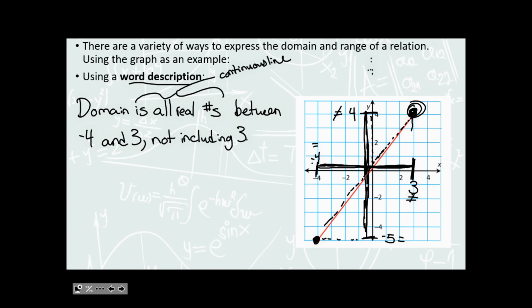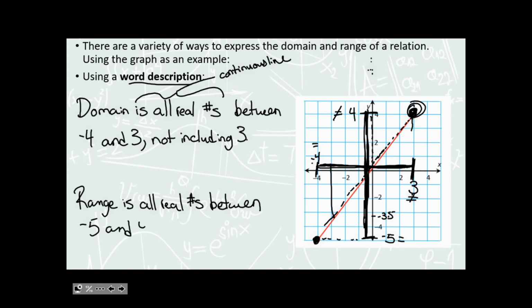So my range, I could be any value within that part, right? Because I could have a y value at -3.5, or whatever this is, 3. Now to express that in words, I say the range is all real numbers between, well, the lowest number I could be is -5, and 4 is the highest I could be on the y, and I can't equal that 4, so I need to say that, not including 4.